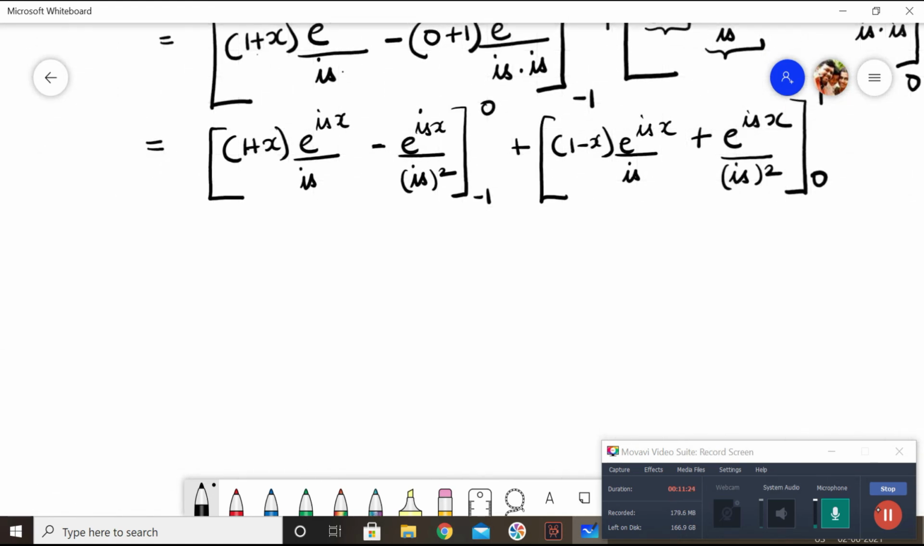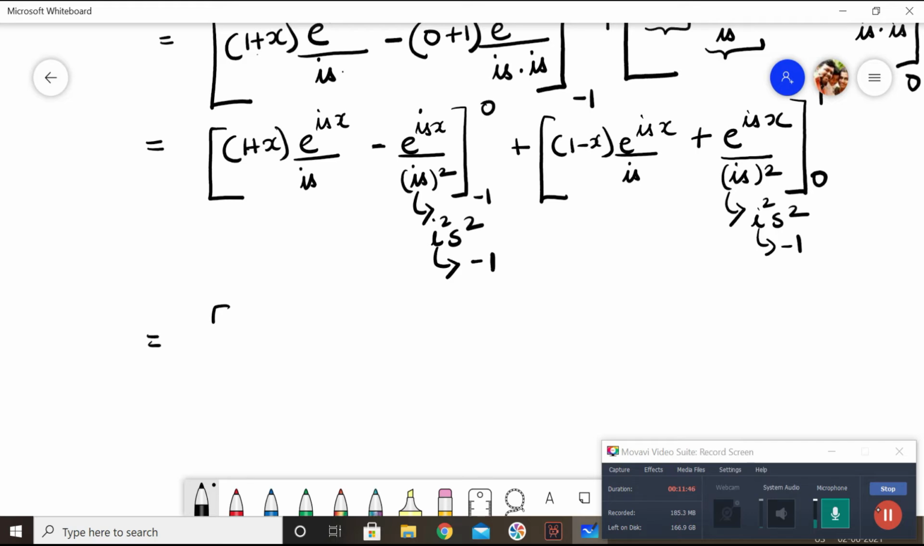Further, we can do one simplification. So what is this? This is i square s square. So what is the value of i square? The value of i square is minus 1. So here it becomes minus s square. Likewise, this is also i square s square. So when I substitute i square is equal to minus 1, it becomes minus s square.